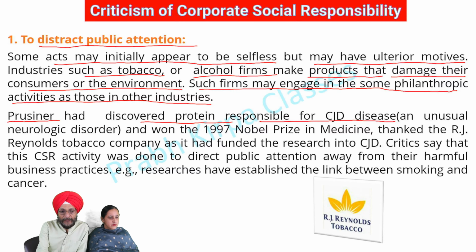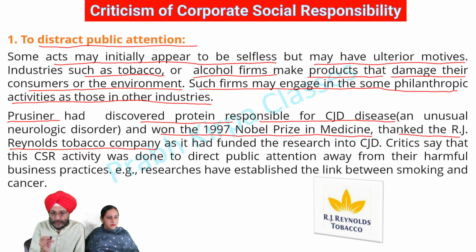And ultimately, the prisoner had won the 1997 Nobel Prize in Medicine. After winning the prize, the American neurologist Prusiner thanked RJ Reynolds Tobacco Company. Why did Prusiner thank RJ Tobacco Company? Because RJ Tobacco Company had provided funds for the research of CJD disease.